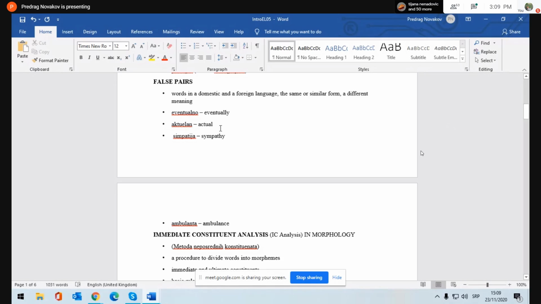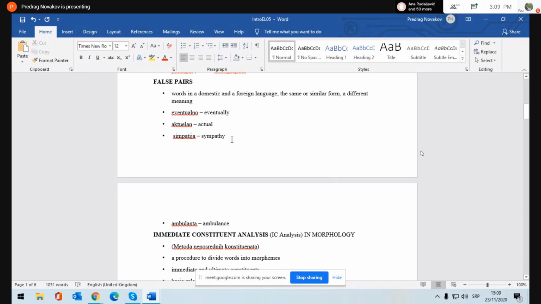Aktuelan, actual, what is the difference? Aktuelan and actual, Serbian and English. Aktuelan kao trenutno moderan ili popularan. Actual kao stvaran. Yes, stvaran i tako dalje. Yes, exactly. Concrete, yes, okay? Not exactly the same, okay?